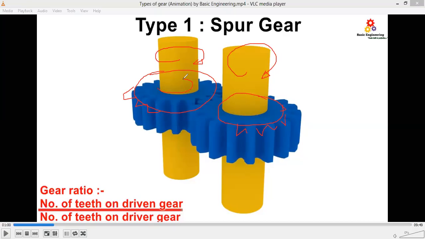So if this is going to make one rotation, and if this smaller gear will make more than one rotation, because this is smaller in overall outer diameter compared to the diameter of the other gear. Thereby, speed n1, speed n2, then T1, which means the number of teeth, and T2, the number of teeth on the driven gear. This is called the gear ratio that we'll be using.